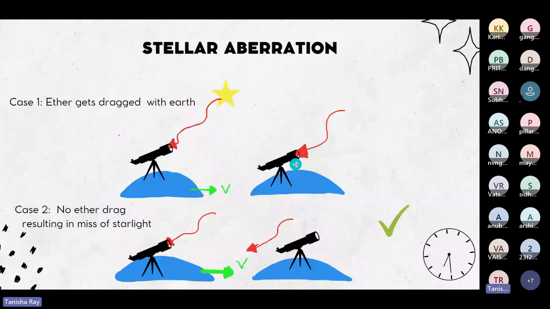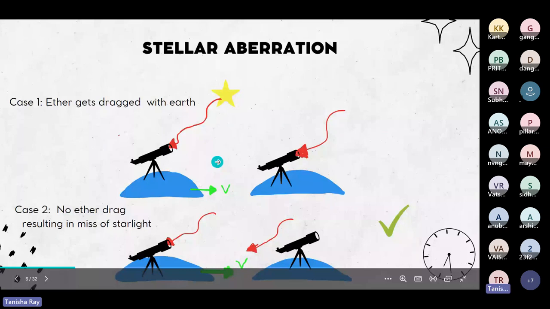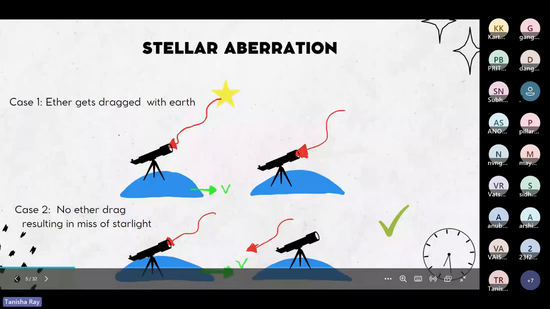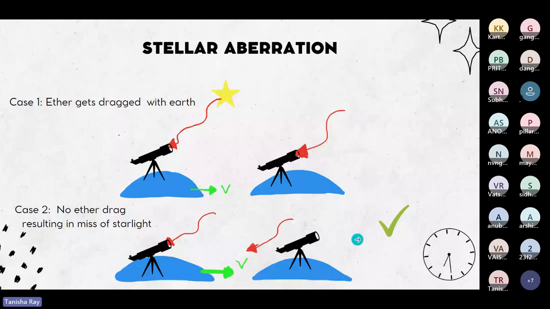On the other hand, if there is no ether drag, if the medium ether is indeed stationary, or there is no medium called ether itself, whatever, in that situation, as the Earth moves forward, the ether medium would be left behind along with its rays. So a time shall come when the rays of light from the star will no longer reach the telescope unless and until we change its orientation. When this experiment was performed, the second case came out to be true.